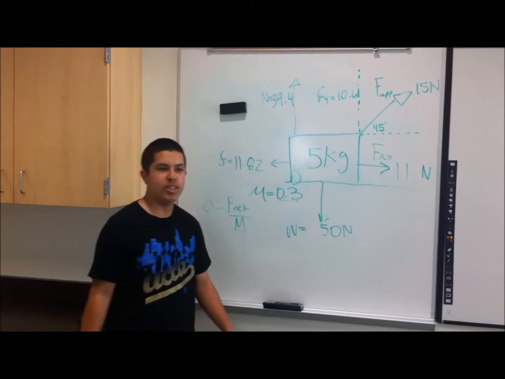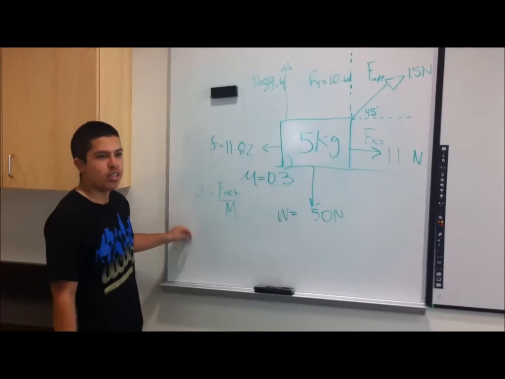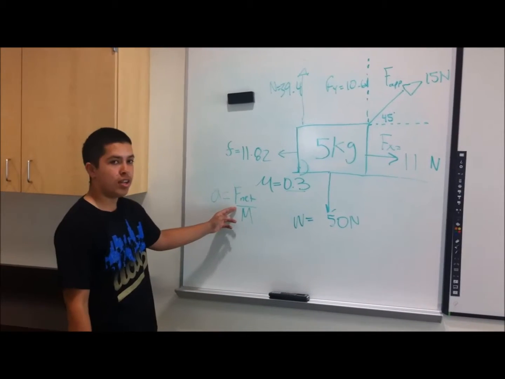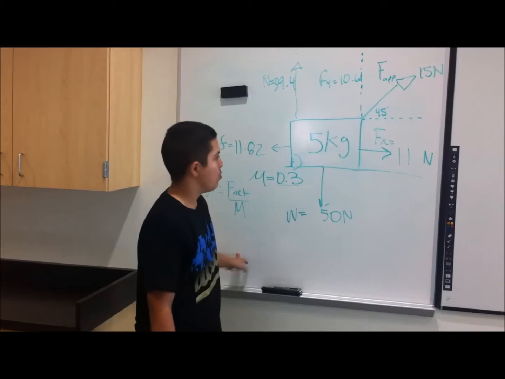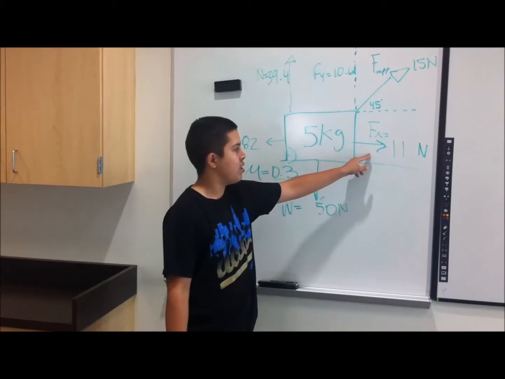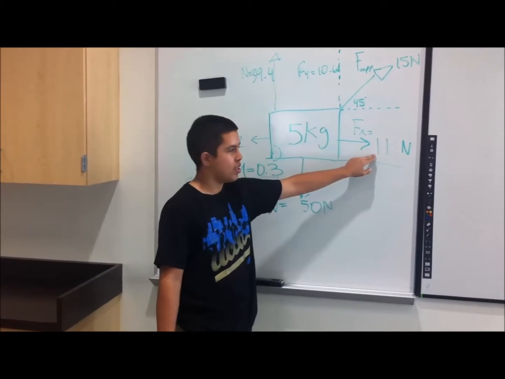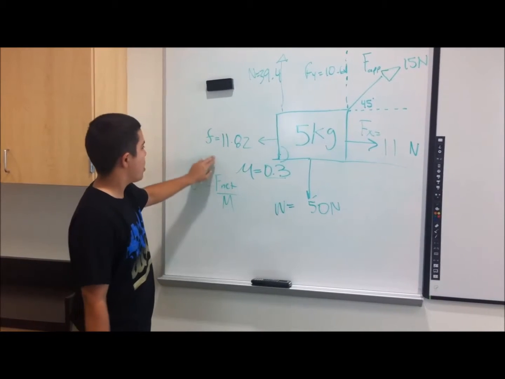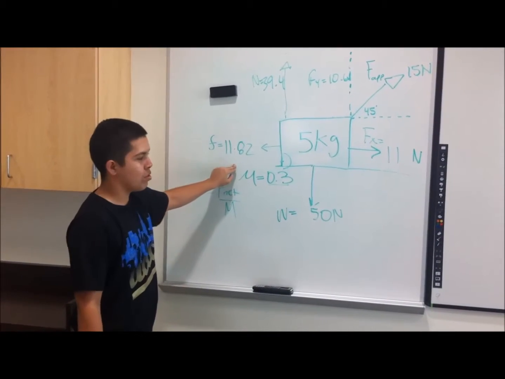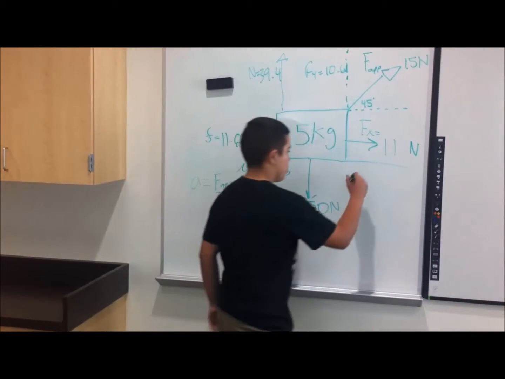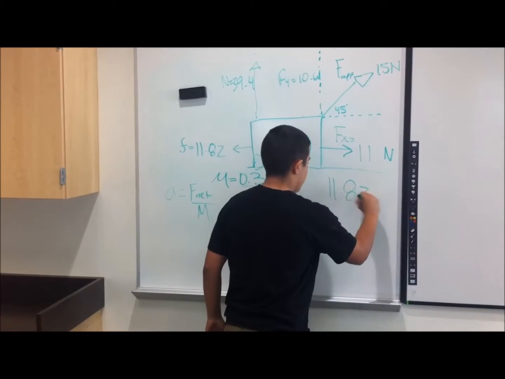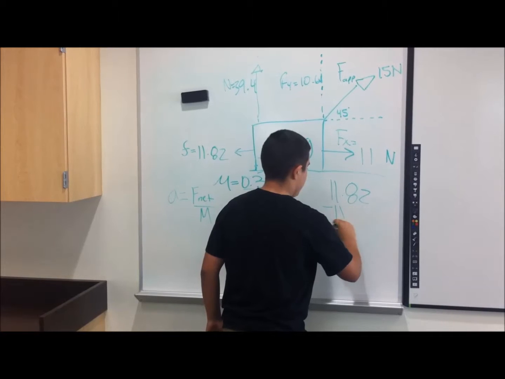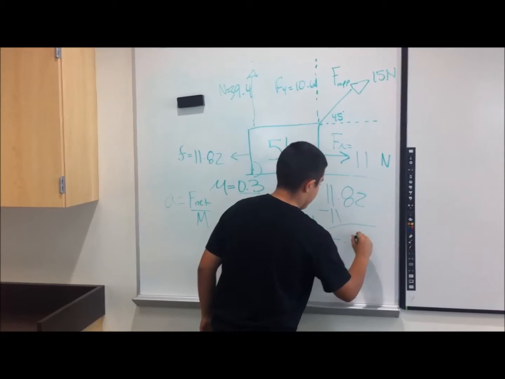Hi, today I'm teaching you how to find acceleration. The formula for acceleration is F net divided by mass. To find the F net, we need these two. We need F of x, which is 11. We rounded it up from 10.6 to 11. And you subtract that by friction, which is 11.82. So you put your numbers down, you subtract, and you end up getting negative 0.82.